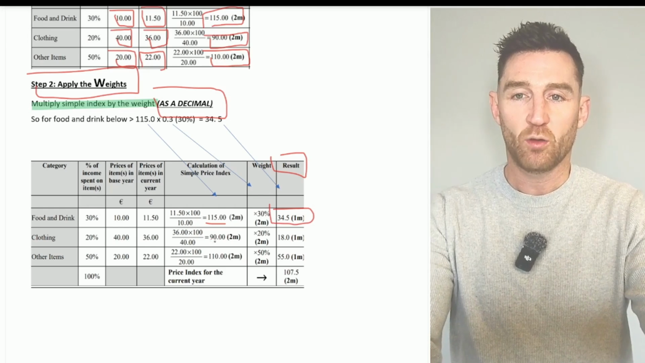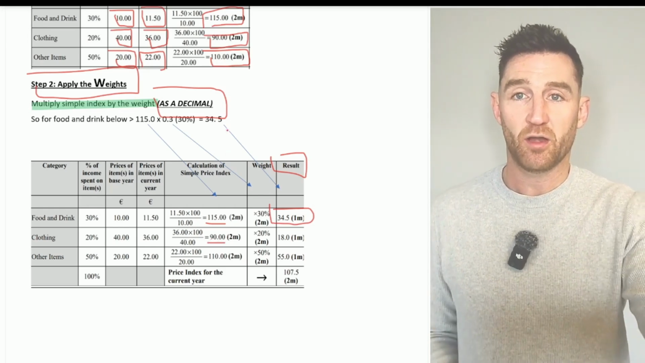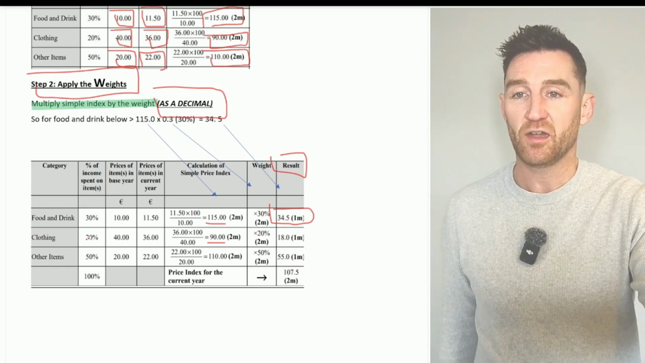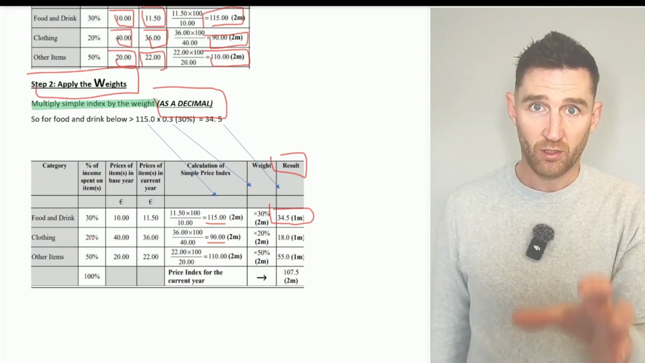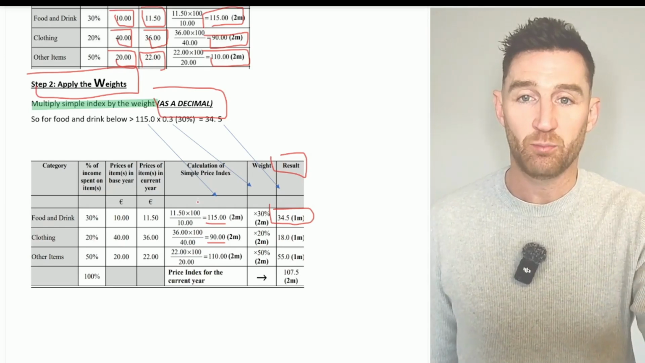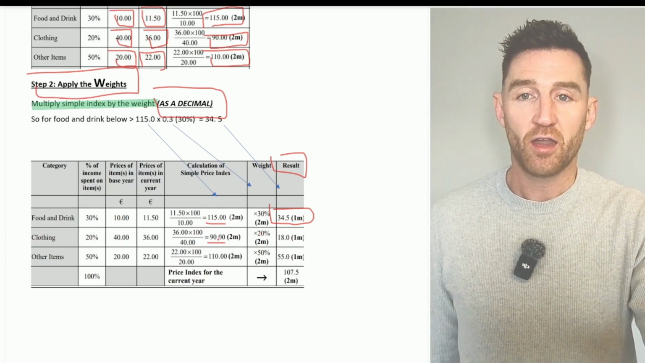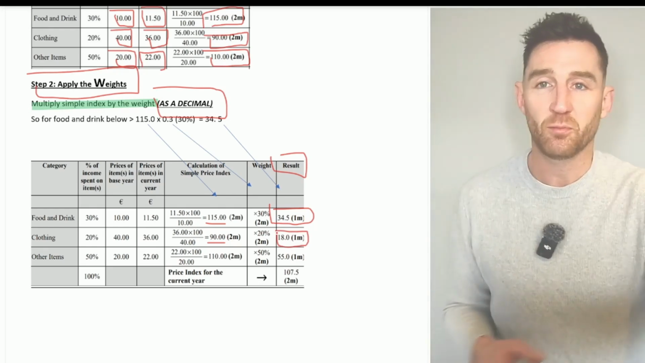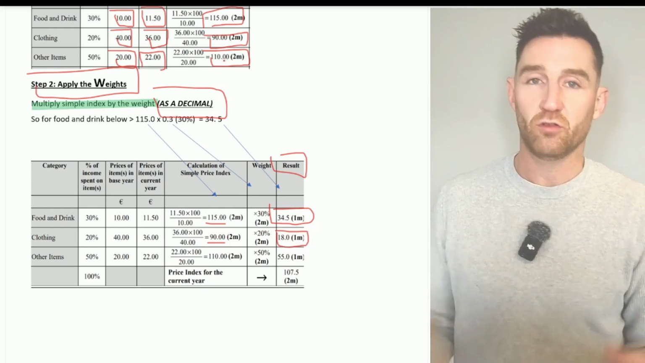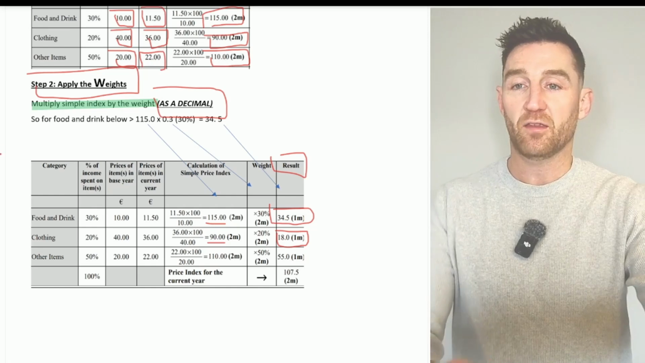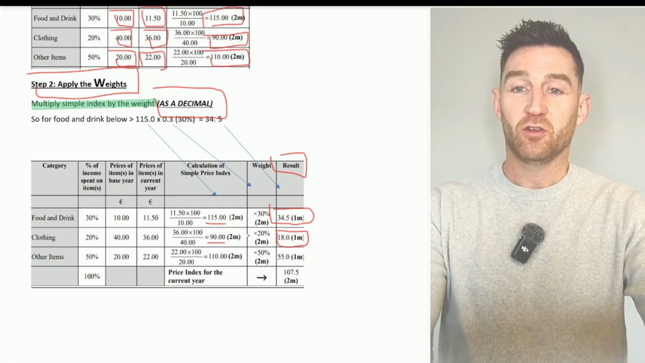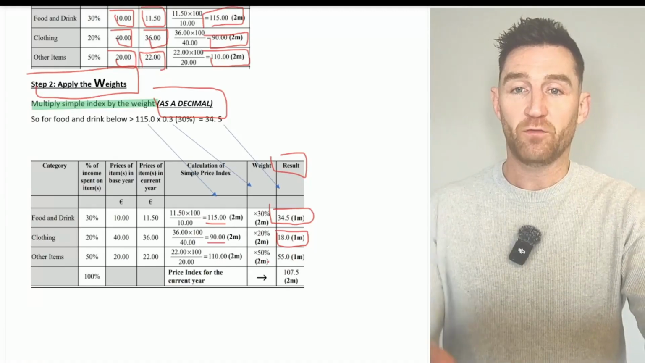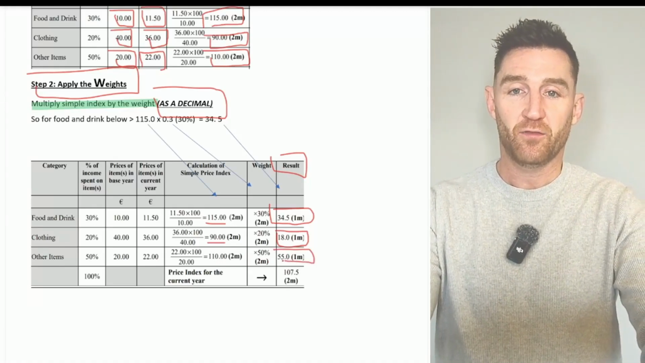Then for clothing, we worked out the simple index was 90. We did that up here in part 1. So now we're just going to multiply that by the weight, which we're told. So the weight is 20%, or as a decimal, you'll have written in 0.2 in here. So 90 by 0.2 is 18. And then for other items, we calculated the simple index in part 1 is 110, multiply it by the weight. The weight is 50%, and you'll have written 0.5 in here, so it just shows you that's what you should do at the start. 110 by 0.5, and the result is 55.